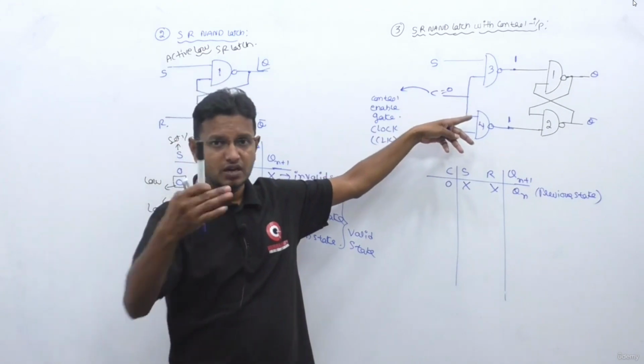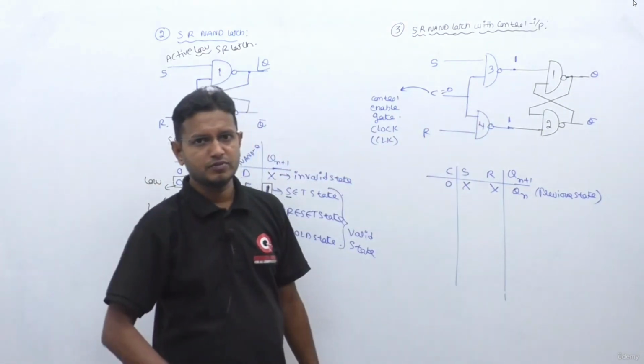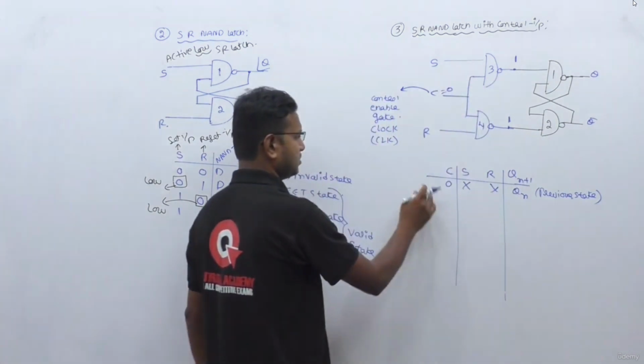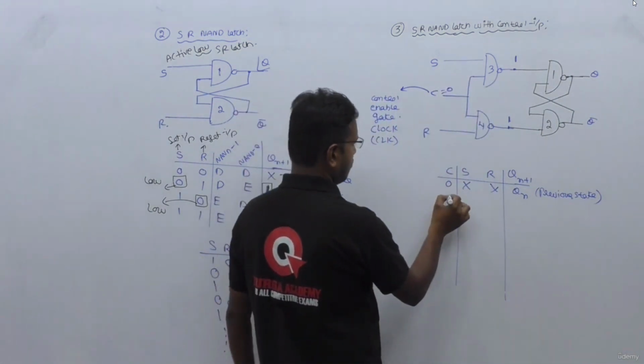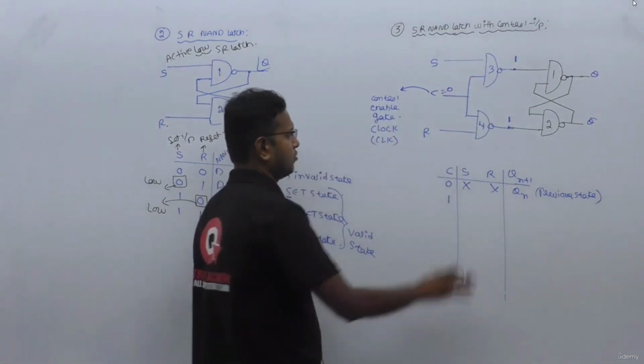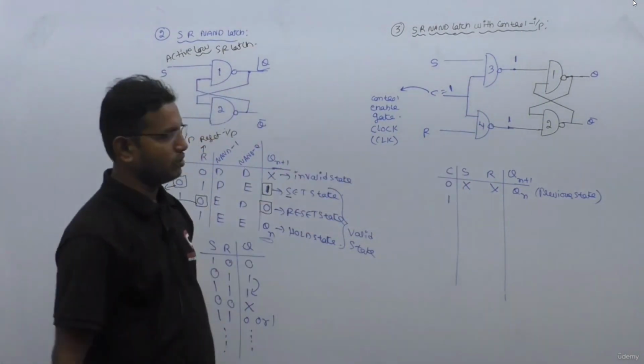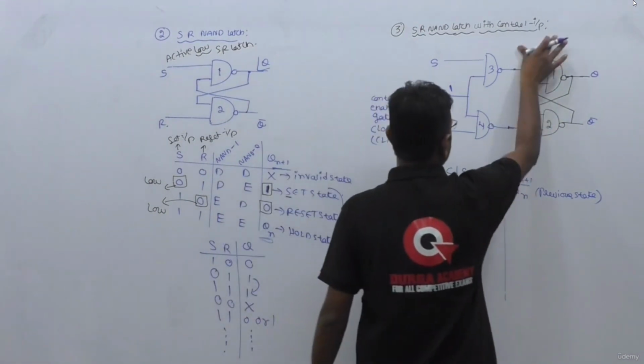That is how we say the device is not working in flip-flops or latches. Output is not changing, means it is not working, that's it. Now let us see what happens if C equal to 1. Look at this. If C is equal to 1, NAND gate 3 and 4 are just here.